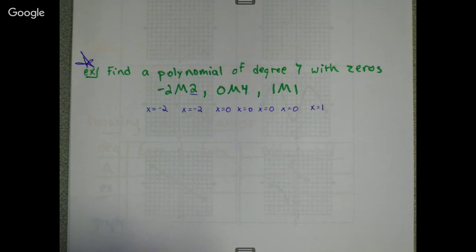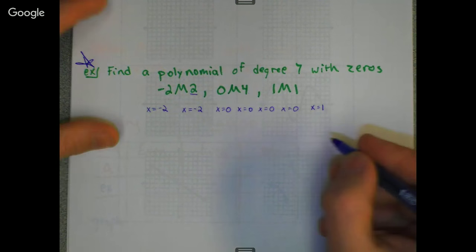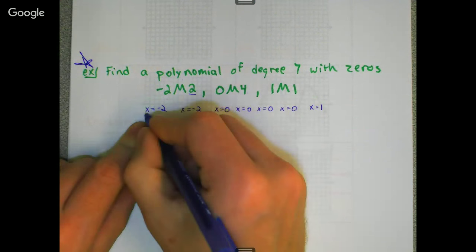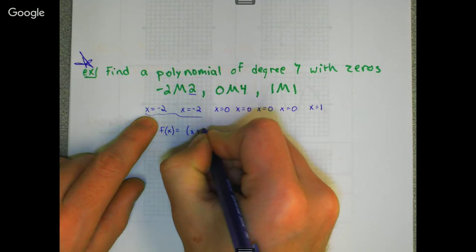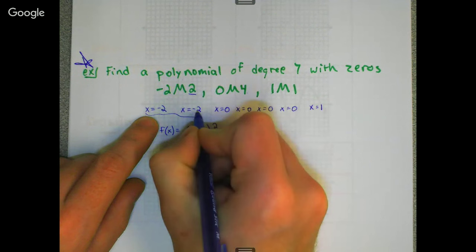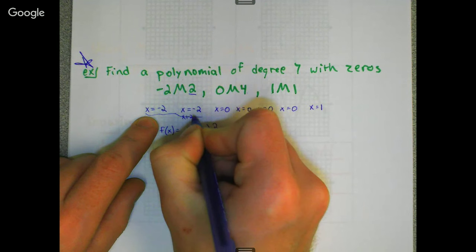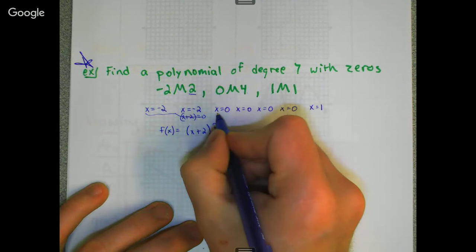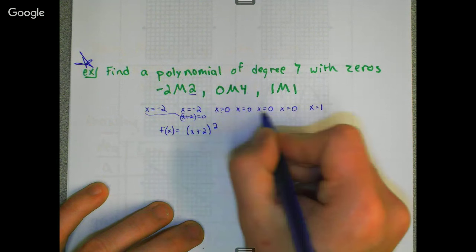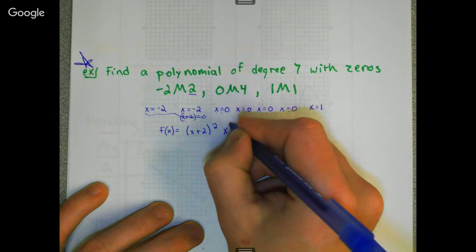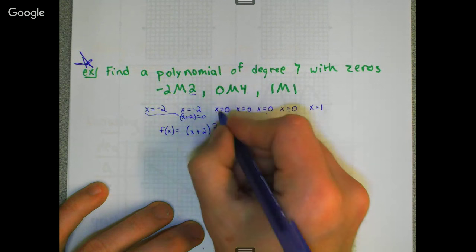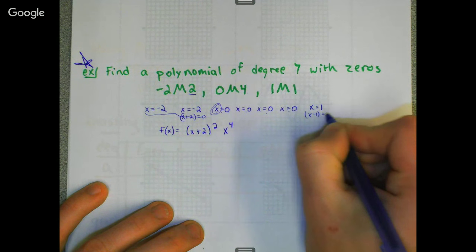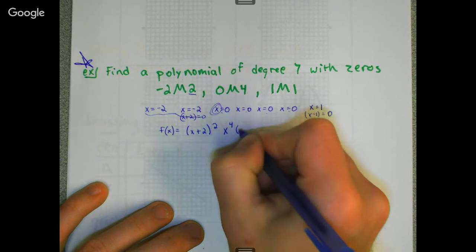Now, from this, I can get an equation, or a function, we'll say f of x. For these factors, I would say x plus 2 squared: I just add 2 to the other side, I get x plus 2 equals 0, and I've got it twice, so I've got that squared. I've got x equals 0, 1, 2, 3, 4 times, so I have x to the 4th, because this is my factor. And then I have x minus 1 equals 0. I have that once, so x minus 1.